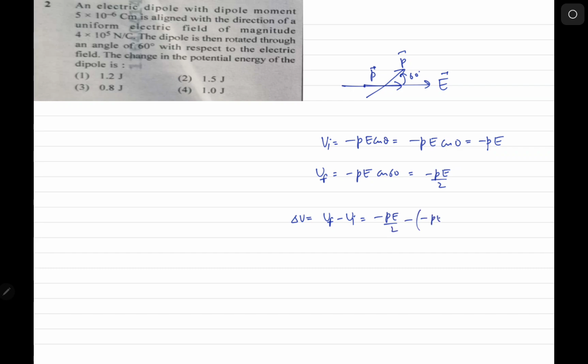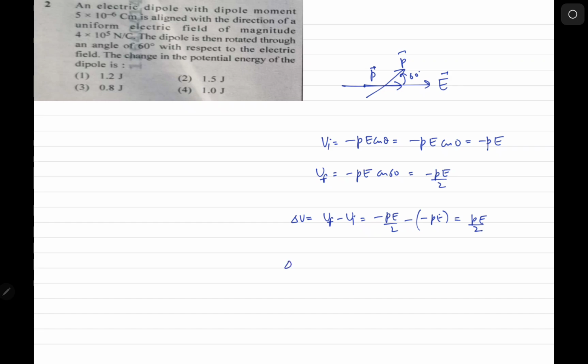Now we can write the initial potential energy here. The potential energy formula is minus P E cos theta, which is minus P E cos 0, so minus P E. Now the dipole is rotated through an angle of 60 degrees with respect to the electric field. That means this is the final position of the dipole. So now what is the final potential energy? Minus P E cos 60, so minus P E by 2. Now they're asking the change in potential energy. So change in potential energy is U final minus U initial. So minus PE by 2 minus of minus PE, which gives you PE by 2.